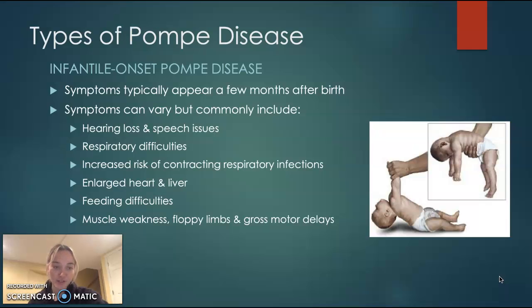And I included a picture to the right here. You can see an infant with Pompe disease, and they just really don't have muscle tone in those muscles due to that excess glycogen buildup, and they have those floppy limbs, and are unable to hold up their head or their arms and legs. So that's just one example of what an infant with Pompe might look like.